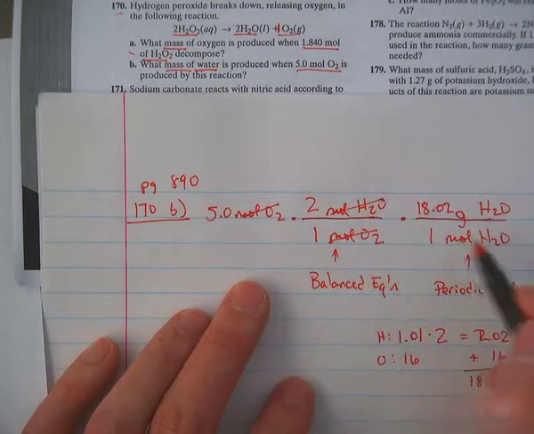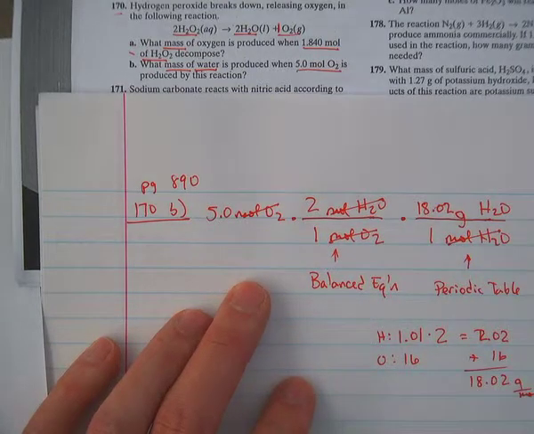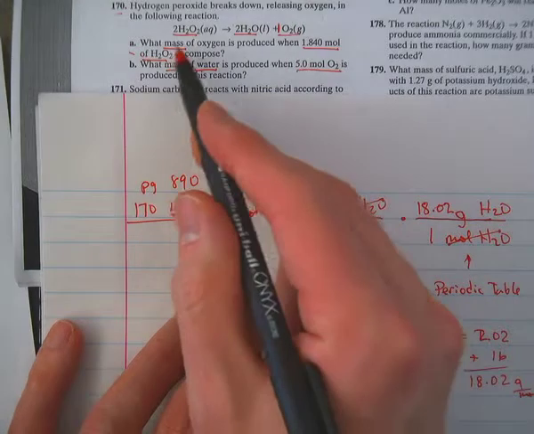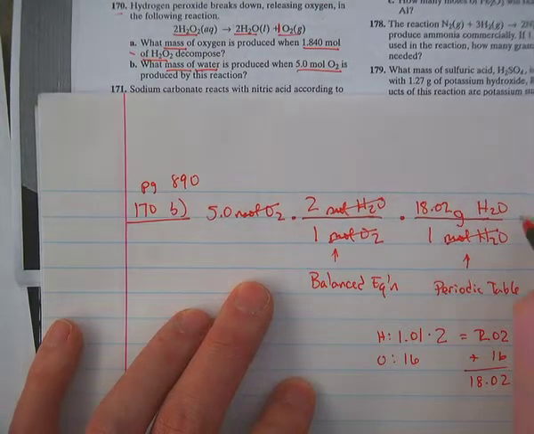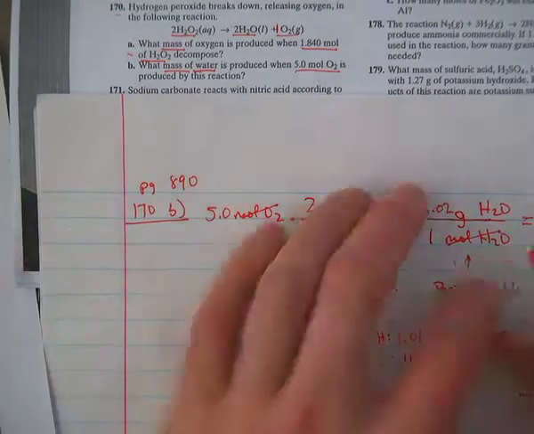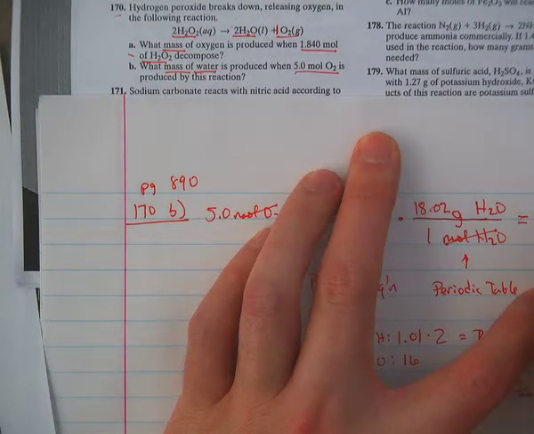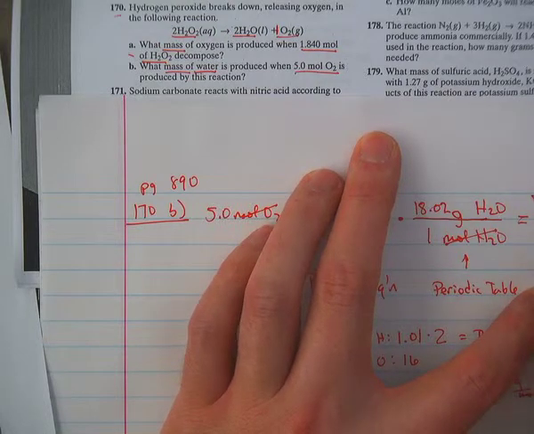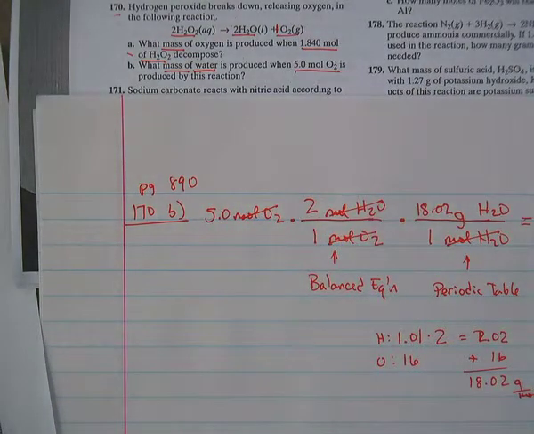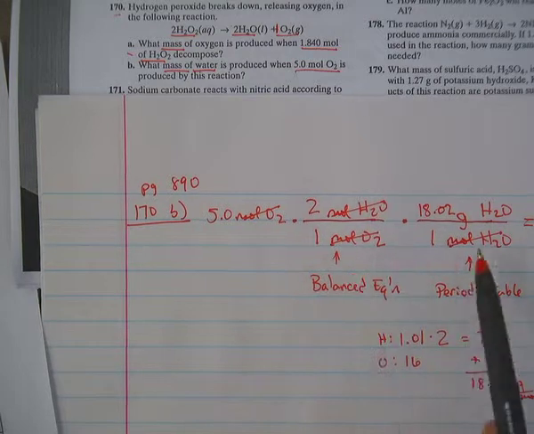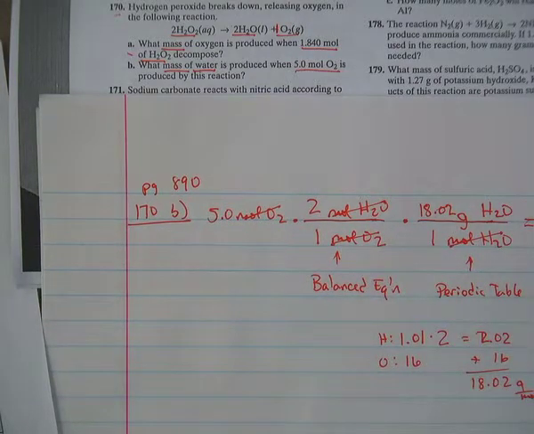Now, moles of H2O divided by moles of H2O, those cancel each other. The only unit I have left is grams of water, which is good. That's what they were asking for in my problem. So now 5 times 2 is 10, times 18 is going to be 180.2 grams of water. So that's how you do the two-step stoichiometry problems, and the key is knowing where to look for going from moles of one chemical to moles of another, and then when you have to convert to grams after the fact, where to look for that.